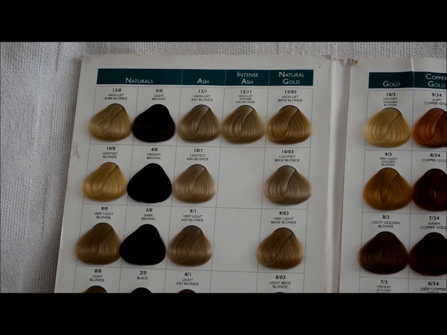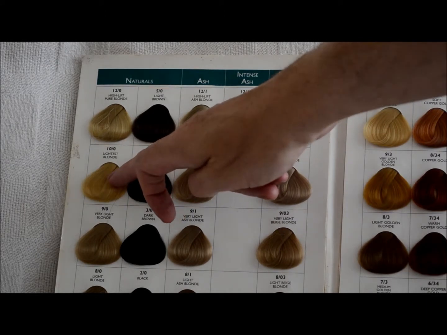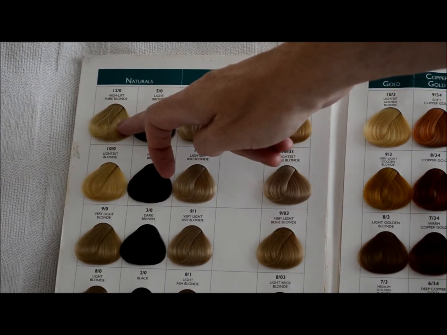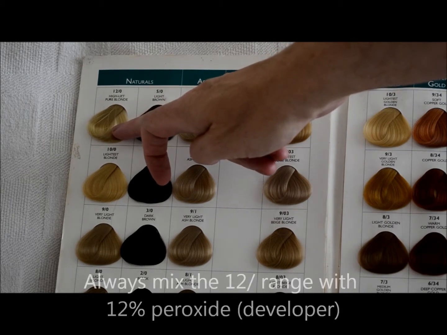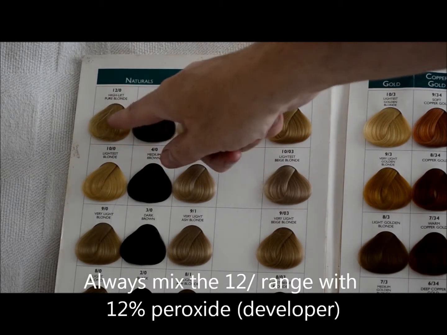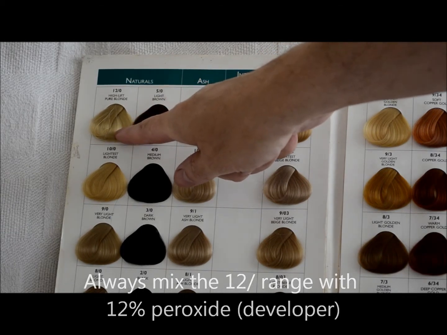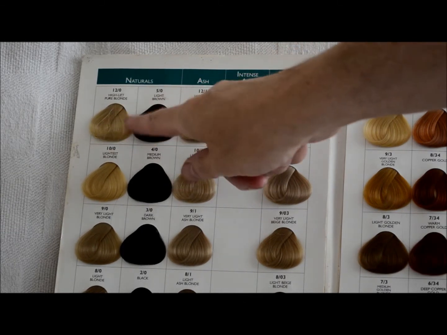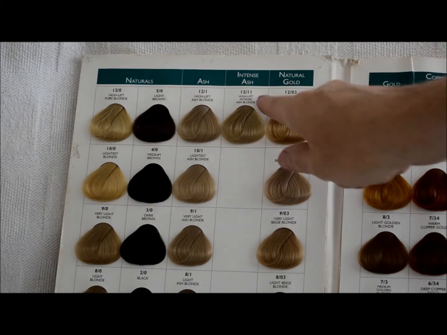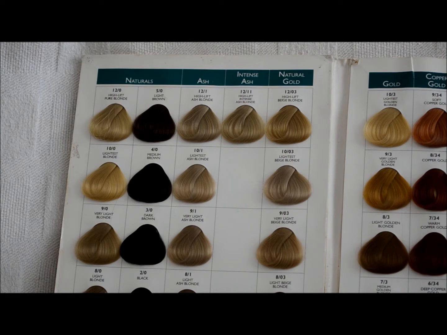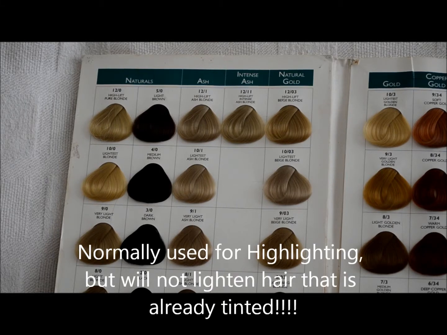So if a 10.0 isn't really going to lift as light as you want, you could use a 12.0, which incidentally you will always mix with 12% peroxide. That's the lightest that you can use without using bleach. So the 12s are a range of colours specifically designed for lightening, and they're used predominantly for highlights. They can be used on the scalp, but they're mainly used as a highlighting colour.